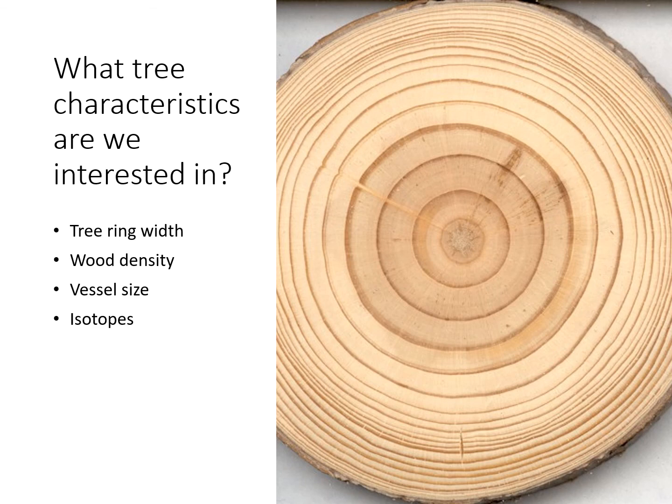Let's start with tree rings. What characteristics of the tree rings can we use to determine climate? We can use tree ring width, wood density, vessel size, and isotopes. Today we will just consider tree ring width. How do we get to climate using tree ring widths?